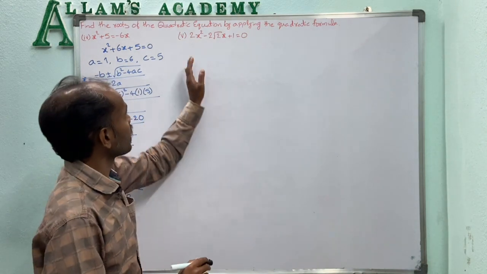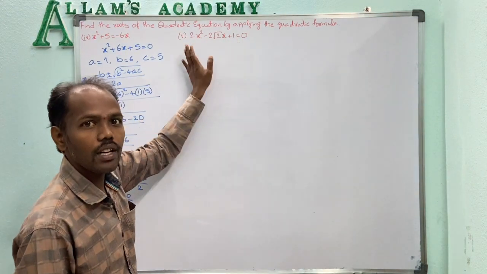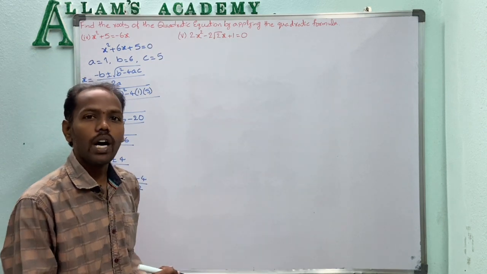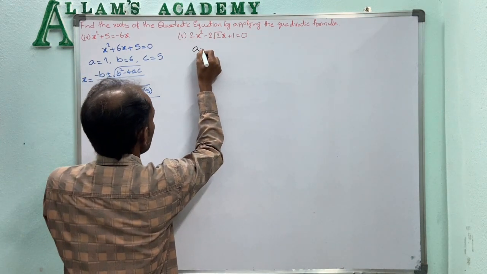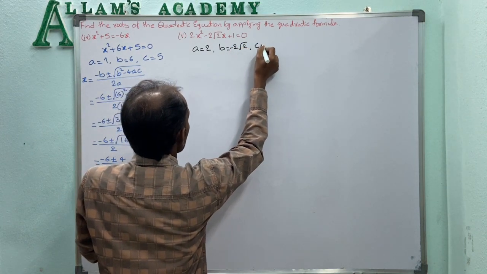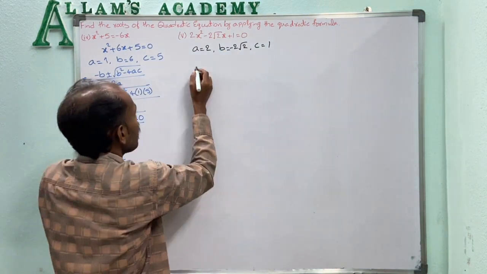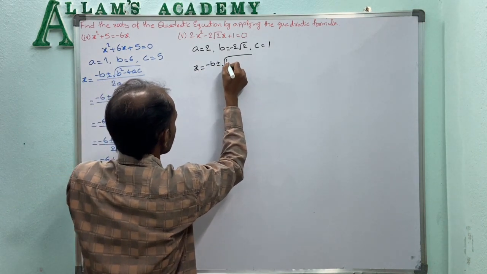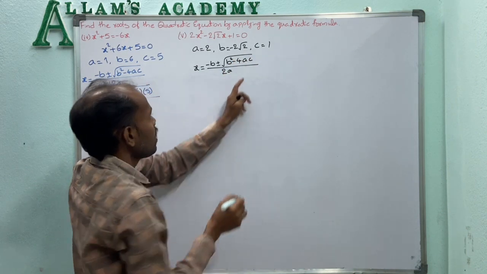Now here the given next quadratic equation is 2x square minus 2 root 2 x plus 1 equal to 0. Find the roots of this quadratic equation. So now this quadratic equation, comparing with the general form of quadratic equation ax square plus bx plus c equal to 0. Now here a is nothing but 2, b is minus 2 root 2, and c is 1. So the x square coefficient is 2, the x coefficient is minus 2 root 2, and the constant term is 1. Now here if we observe, x equal to minus b plus or minus under root b square minus 4ac by 2a. Here the b value is minus 2 root 2.